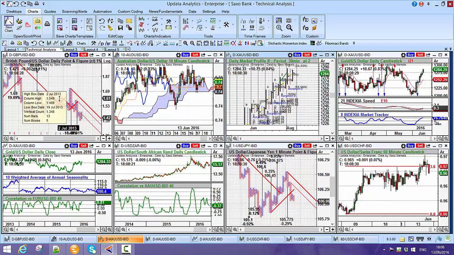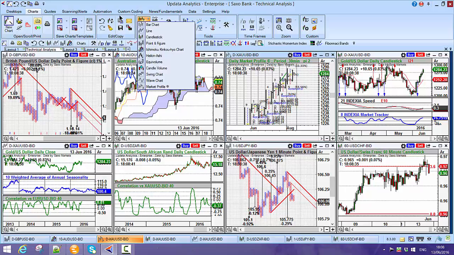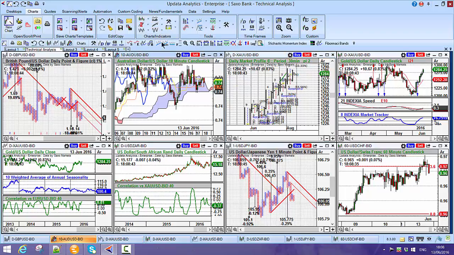And we just see here point and figure charts, a really powerful aspect of Updata. Market profile, Ichimoku, pretty well every technical analysis tool you can think of is supported in Updata. All the different chart types, and every analysis tool you could ever wish for.